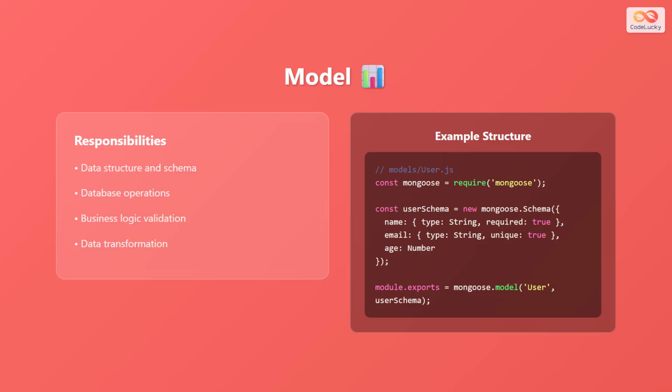Let's take a look at the model component. The model is responsible for data structure and schema, database operations, business logic validation, and data transformation. An example structure in JavaScript is shown with Mongoose, a JavaScript library used to define a user schema with fields like name, email, and age.